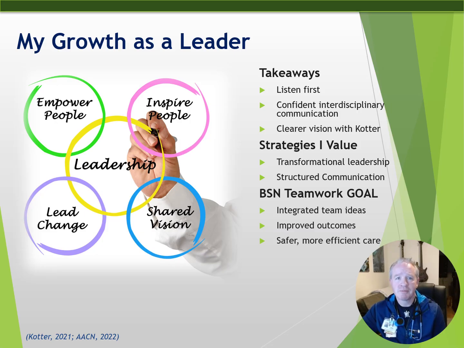I also strengthened my confidence in communicating across departments, especially since I had the experience of working both roles. This project helped me meet the BSN teamwork goal by working effectively with other professionals, integrating their ideas, and building a plan that improves outcomes for patients, staff, and the system as a whole. I'll take this experience with me into my career because strong communication is the foundation of safe, patient-centered care.